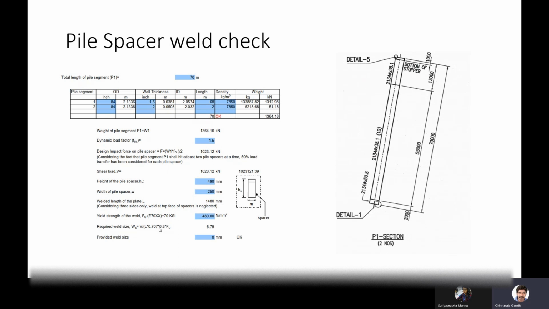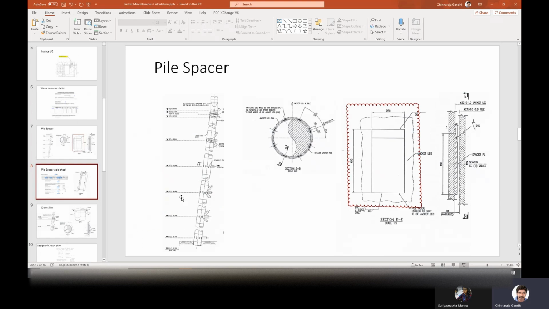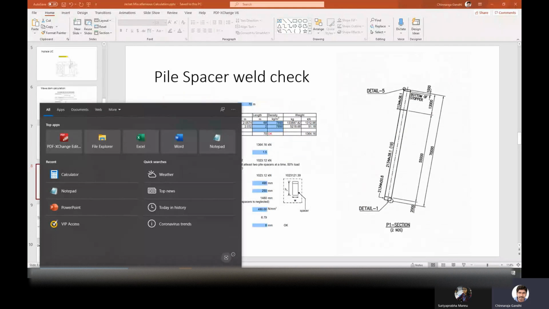Whatever the shear value is for the tubular member, you are calculating only 0.5 times the area of the tube. You know why you are considering the shear only for that area. Let me explain that area.